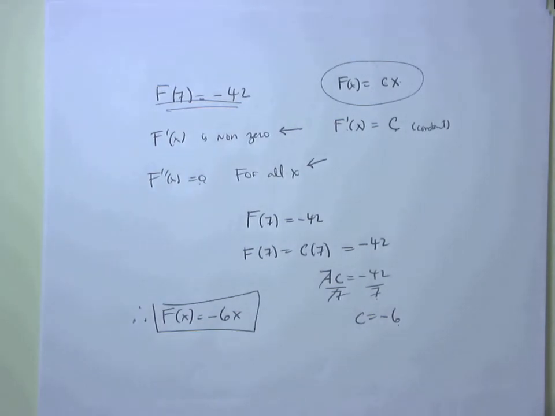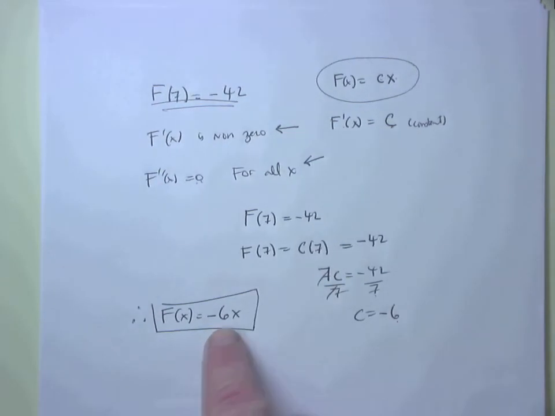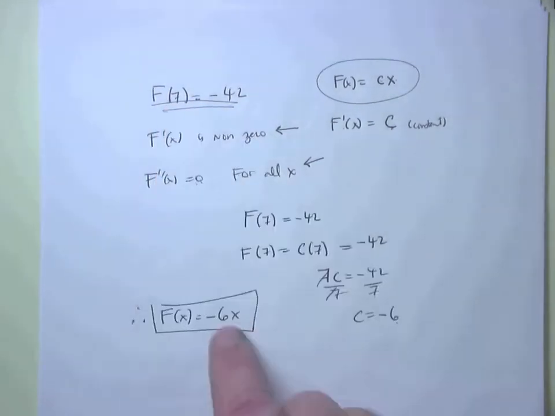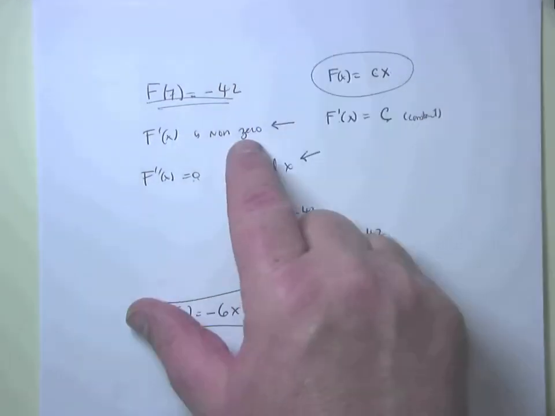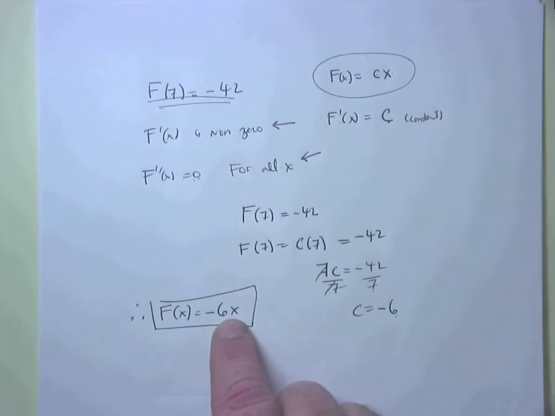And let's just double check. Look at this function, negative 6x. Double check it. What's f of 7? Negative 6 times 7, negative 42. First part checks. What's the derivative? What's the derivative of negative 6x?